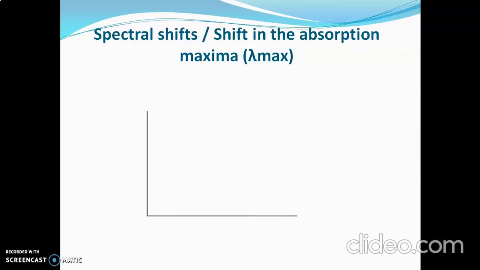Now in this diagram, all four effects are shown here. On the x-axis there is wavelength. It starts from 180 nanometer up to 800 nanometer. That means the whole UV visible range is there. And on the y-axis there is epsilon max, that means intensity of UV visible light absorption, or the amount of UV visible light absorption.